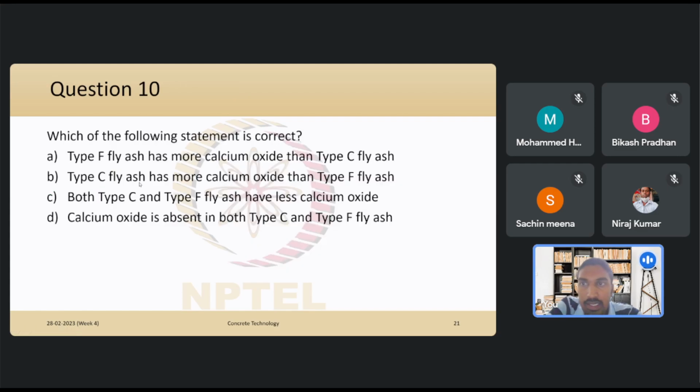Okay, question number 10, which of the following statements is correct? There are 4 statements given. Option A, type F fly ash has more calcium oxide than type C fly ash. Option B, type C fly ash has more calcium oxide than type F fly ash. Option C, both type C and type F have less calcium oxide. Option D, calcium oxide is absent in both type C and type F fly ash.